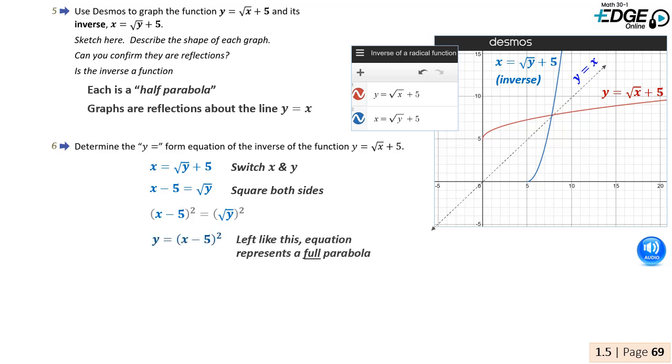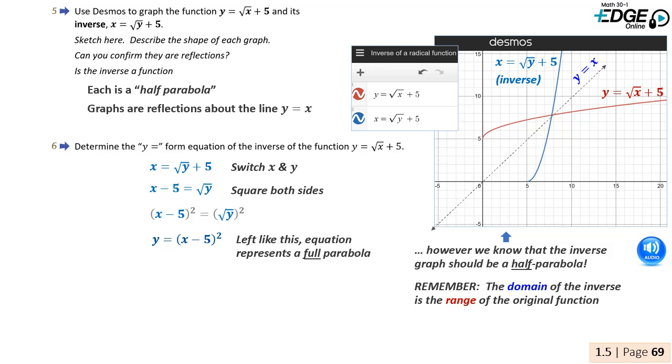However, this appears to give us a parabola, y equals (x minus 5) squared. But we know that a parabola would have a right arm and a left arm, and the blue graph that we see here, the true inverse, should only be half of that parabola.